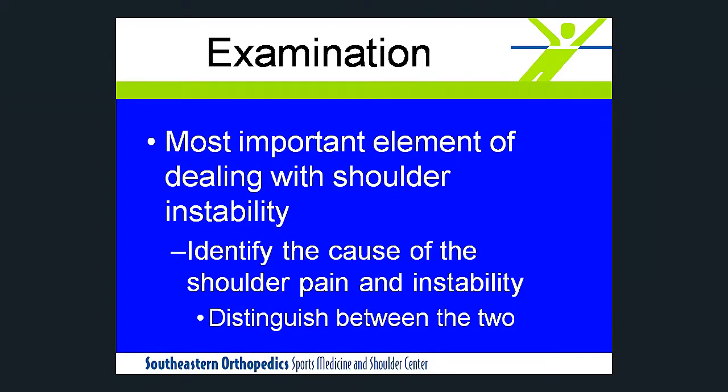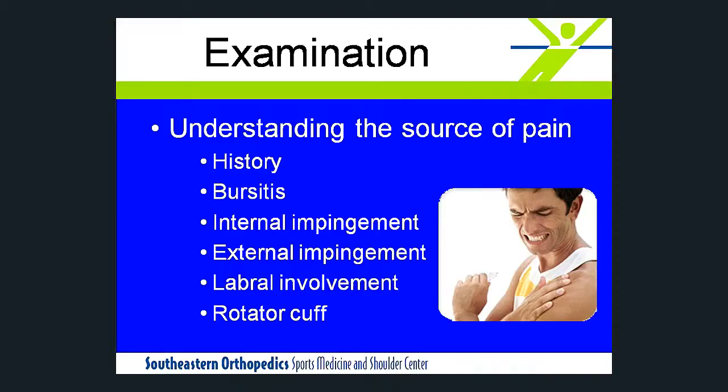Examination, obviously, in order to treat it, you first have to detect it. And I think identifying the cause of both the pain and the instability and differentiating between the two is important, because it's not that the shoulder is loose that's causing the pain. There's something else that may be causing the pain in that shoulder due to the instability.